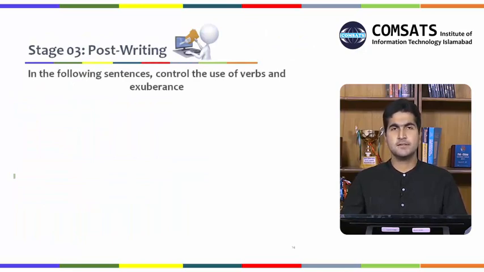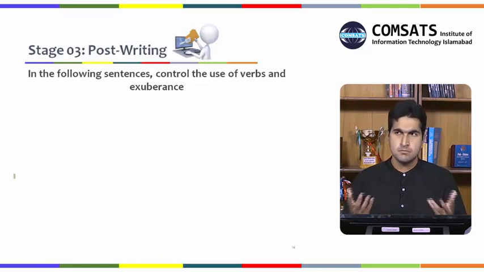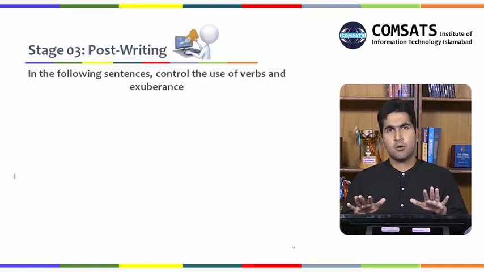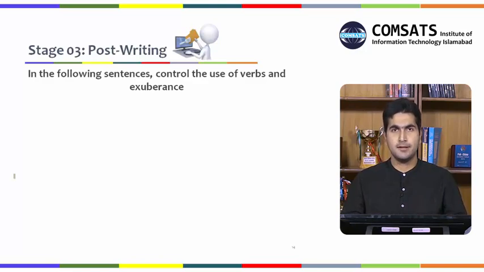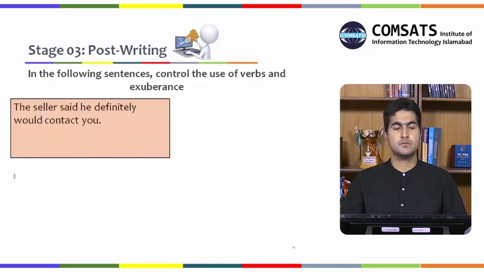In the following sentences, you basically have to look into the excessive use of verbs, and the exuberance, the manner in which you try to make your text more lively. So keep it at a normal pace. Don't try to be more energetic in your writing. Keep it at a normal pace. The example is going to show you how you can keep a check over the use of excessive verbs as well as this exuberance.